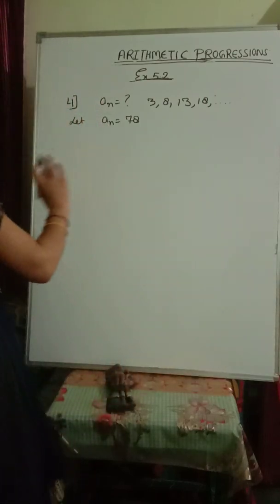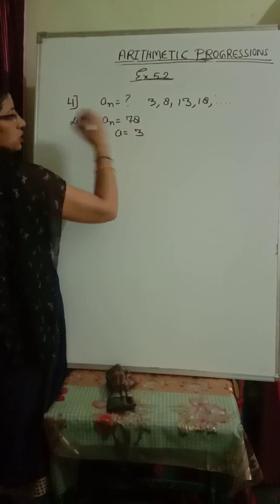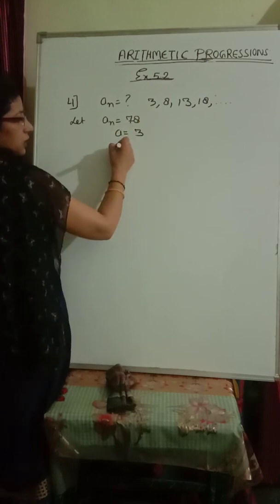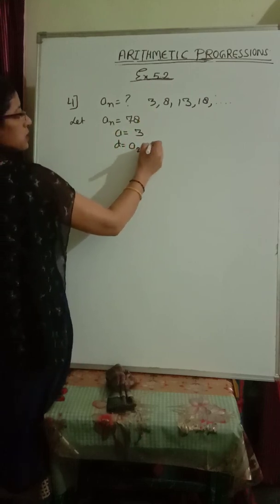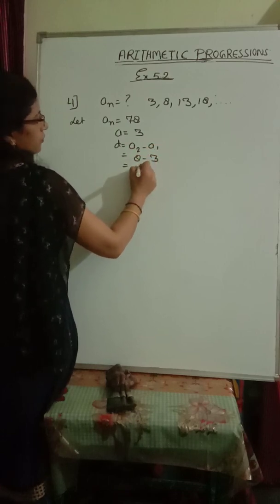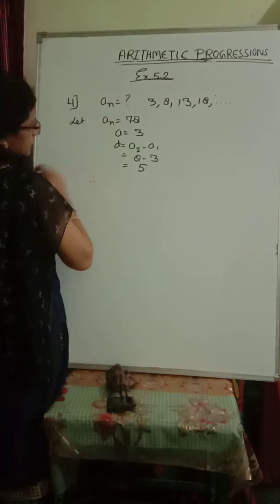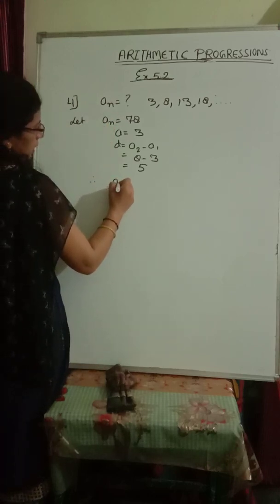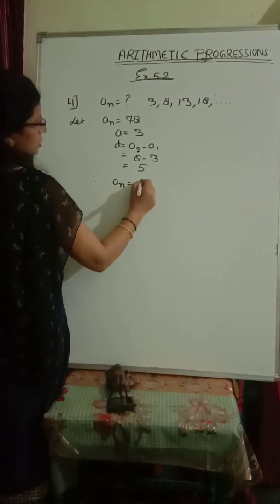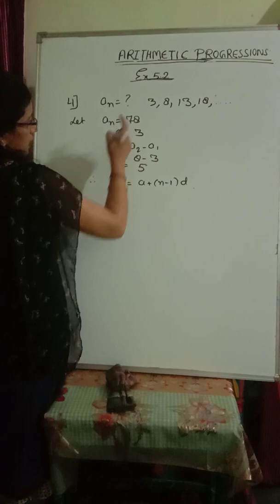So what is given to you? First write it. a is equal to 3, and let us find d. d is equal to a2 minus a1. What is a2? 8 minus 3, that is 5. So let us start. The nth term is equal to a plus (n minus 1) into d. The nth term is given as 78.